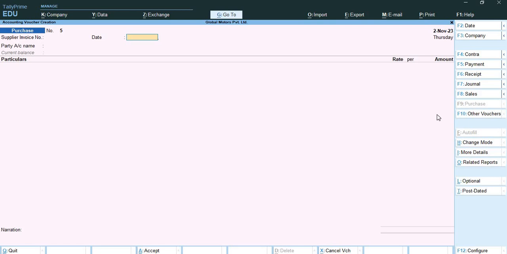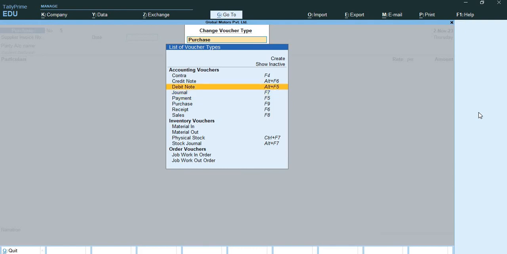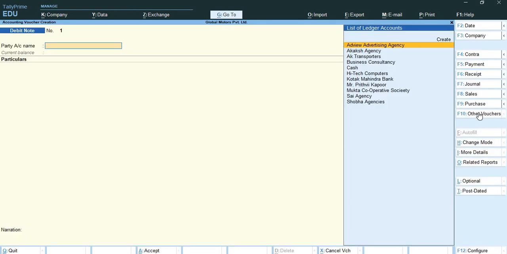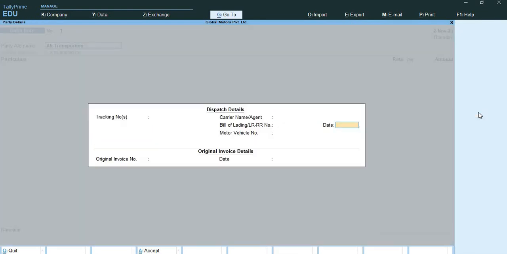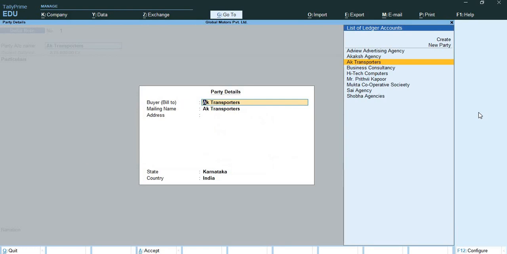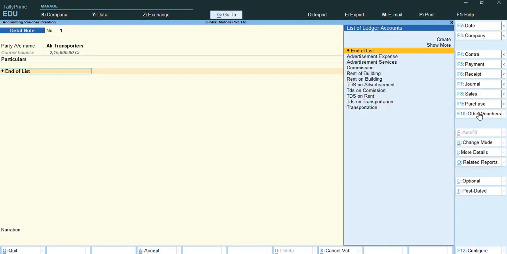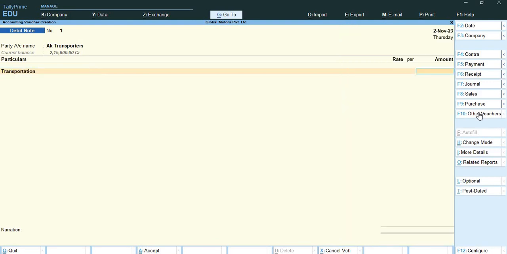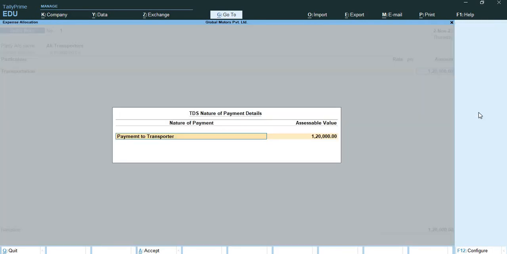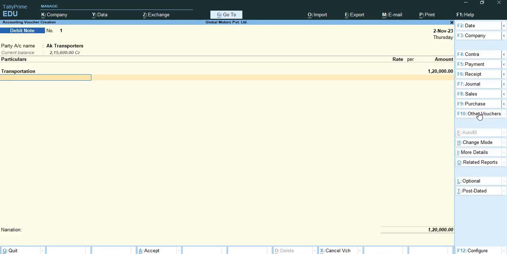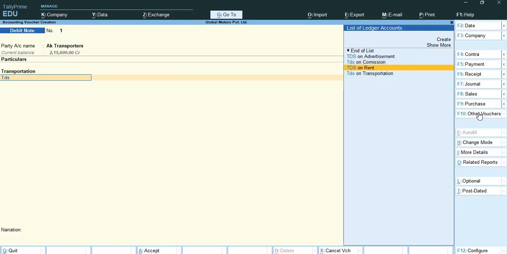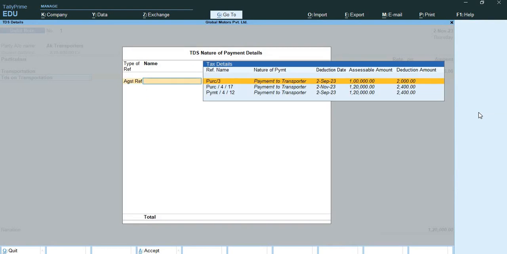Now for this, I'll open my F10 vouchers. From here, I'll open debit note. I'll add over here AK Transporters. Here in the debit note, I'll add transportation 1,20,000, and TDS on transportation will come under against reference.